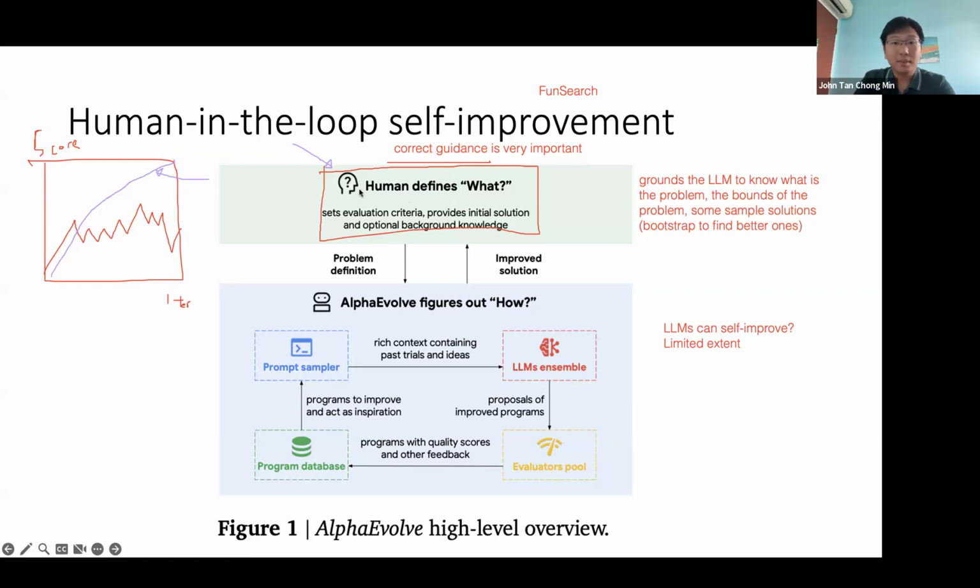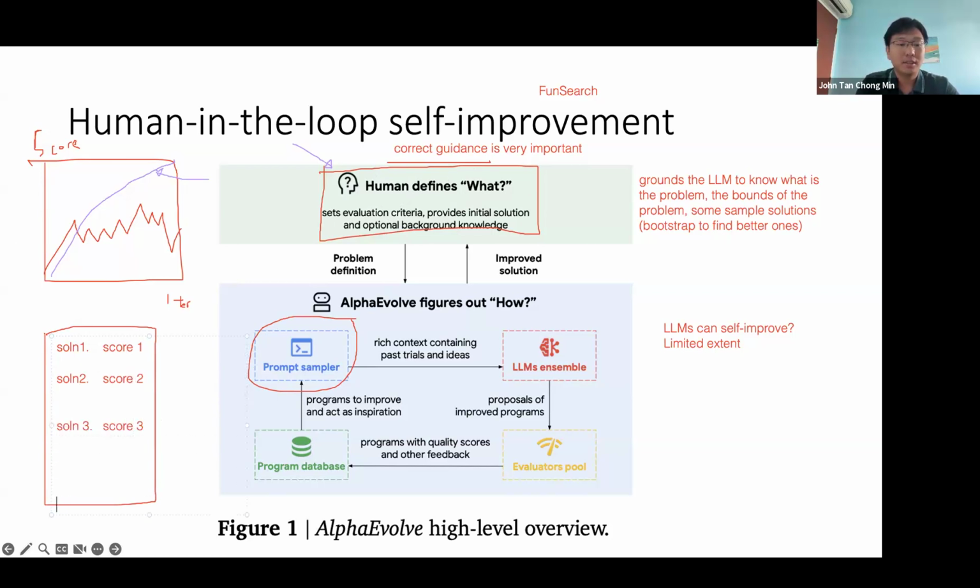All right, so now that we have defined this human in the loop part, let's see how the whole system works. First up, we have this thing called the prompt sampler. You have a database of records of all your solutions. So for example, you have maybe solution 1 and score 1, solution 2, score 2, solution 3, score 3, and then maybe solution n, score n.